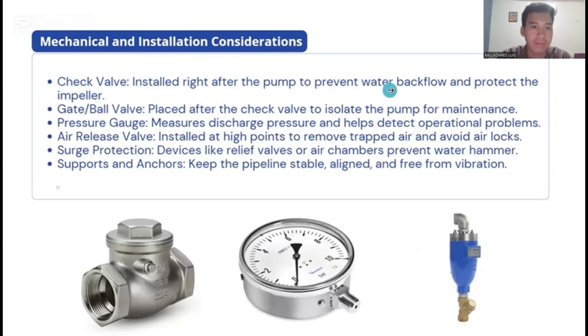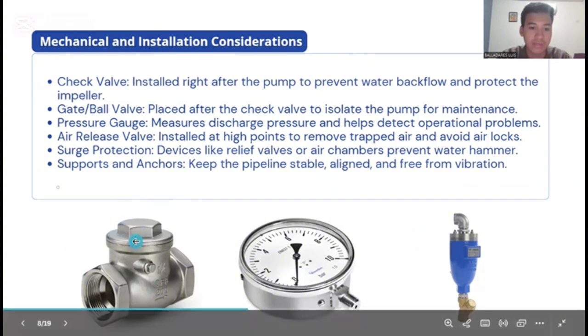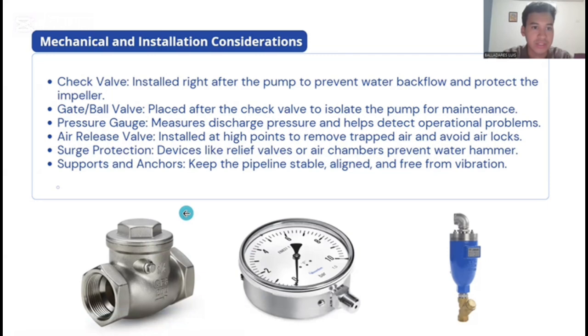Finally, we have the mechanical and installation considerations. We need to ensure that these devices are put in the installation, such as the check valve, which is installed right after the pump to prevent water backflow and protect the impeller. The gate valve is placed after the check valve to isolate the pump for maintenance.